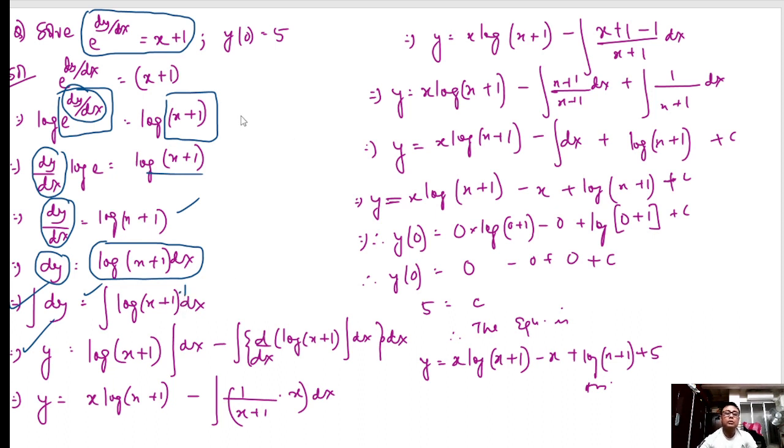Now there is a rule called ILATE in integration. I is for inverse, L for log, A for algebraic, T for trigonometric, and E for exponential. Whichever comes first is taken as u.